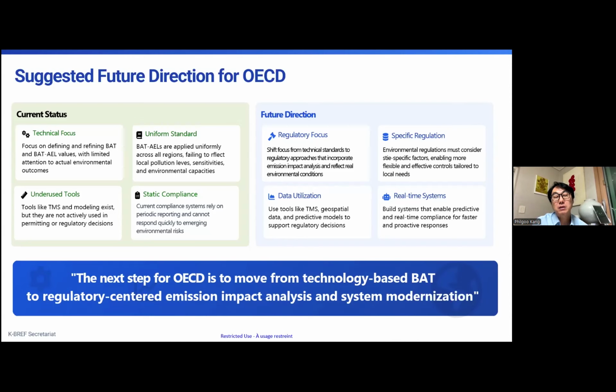I hope it is the only field to discuss our future cooperation, such as regulatory focus and data utilization, and also the emission impact model, and also the big data system we call IEPS, Integrated Environmental Permit System, including our permission big data, and also, as I said before, the annual report, something like that.